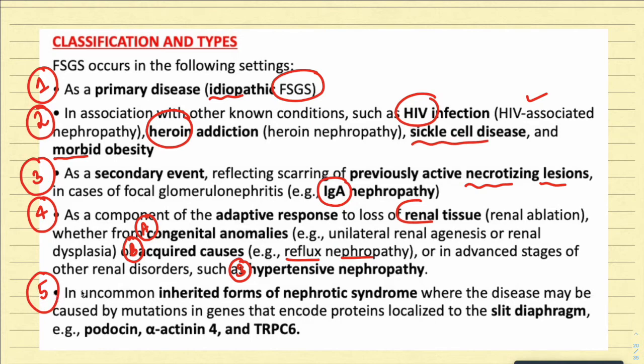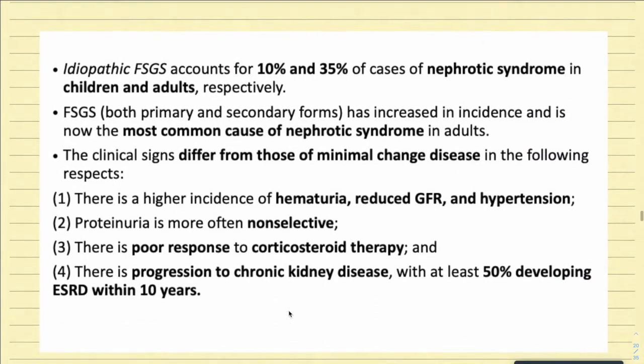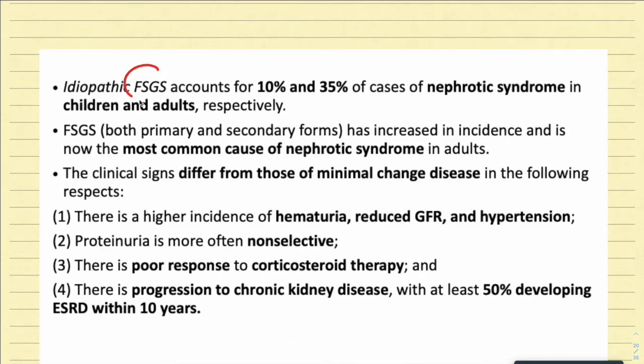Fifthly, FSGS can occur in inherited forms of nephrotic syndrome, wherein the disease may be caused by mutation in the genes encoding the proteins of the slit diaphragm. Now, do you remember these proteins? Podocin, alpha-actinin, TRPC6, all these proteins have been discussed, and the pathology and anatomy of the slit diaphragm has been shown before. So idiopathic FSGS accounts for 10 to 35%.